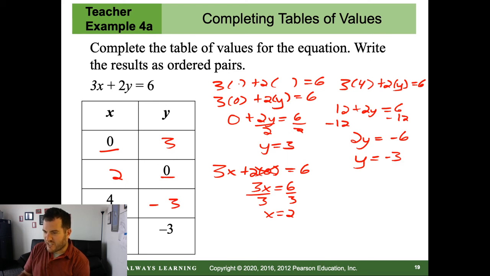Now this one I kind of cheated, but since y is negative 3 here, I can either go through it, or I think I'm just going to put a 4 there. So those are all points. Those are points that work for every single one of those.